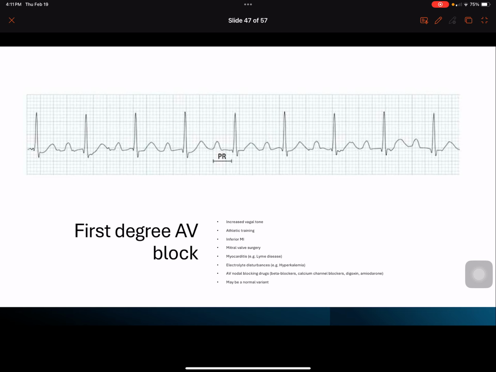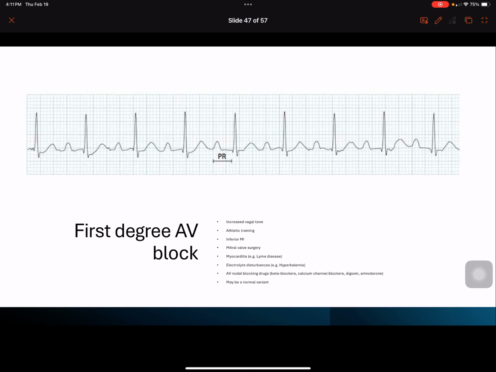So the first block we talk about is a first degree AV block. First degree AV blocks are when the PR interval is greater than 200 milliseconds. When that PR interval is greater than 4 boxes, we are potentially running into a first degree block. First degree blocks are rarely in themselves symptomatic or cause significant hemodynamic collapse, but it's the underlying cause that should be considered.